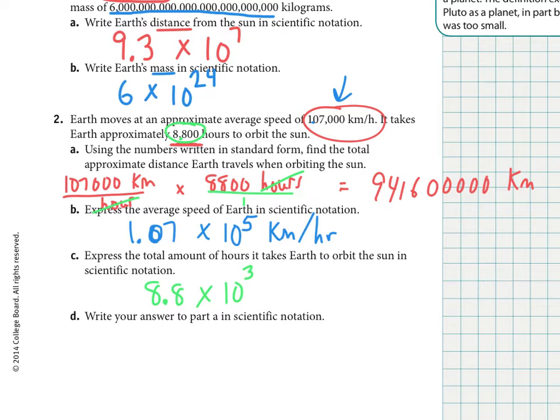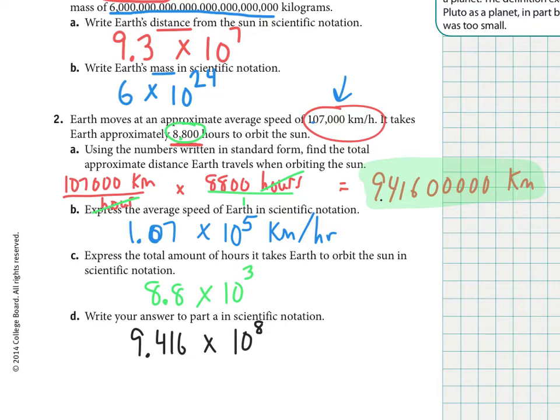Okay, so our answer to part A was this big number over here, right? So if we want to do that in scientific notation, we would need to write it as 9.416 times 10 to the, and let's see, if the decimal were there, how many digits after? 1, 2, 3, 4, 5, 6, 7, 8. Times 10 to the 8th power.